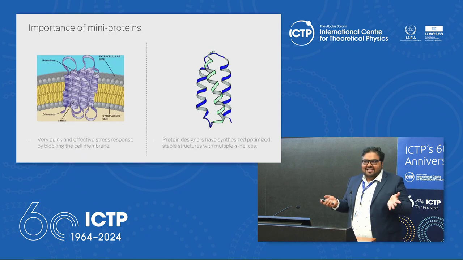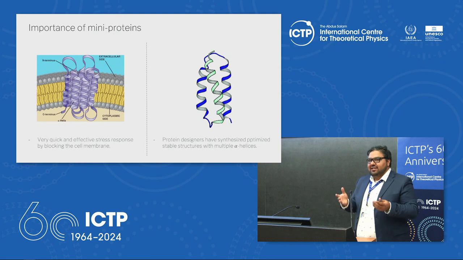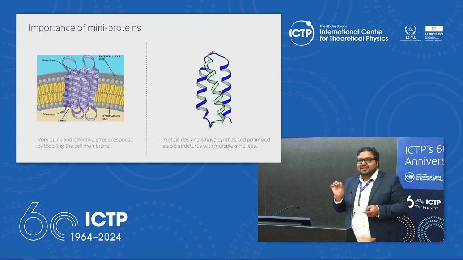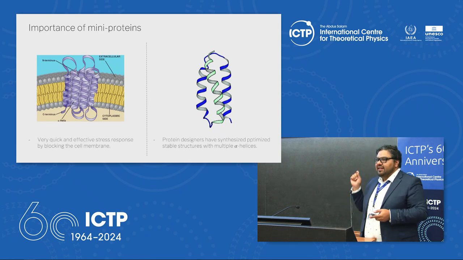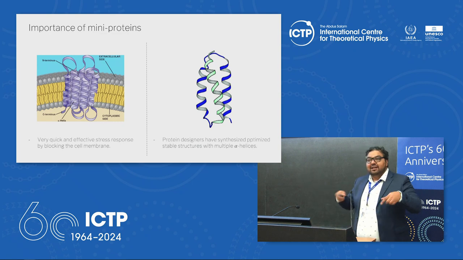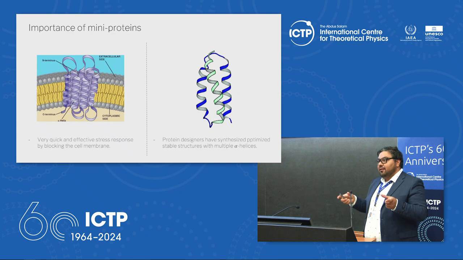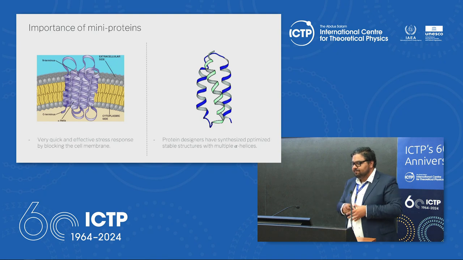But nature always has a way to make lemonade out of lemons. So what nature does is only induces these mini proteins when there's a stress response. They're very quick, and they quickly go out to the cell membrane and block it. Because they're hydrophobic, they want to run away from the water. And it allows for inducing quick cell death, which can be very, very helpful if your cell is trying to prevent the spread of a disease.